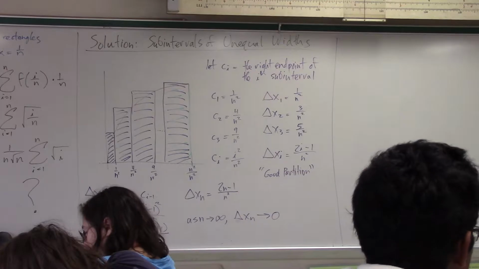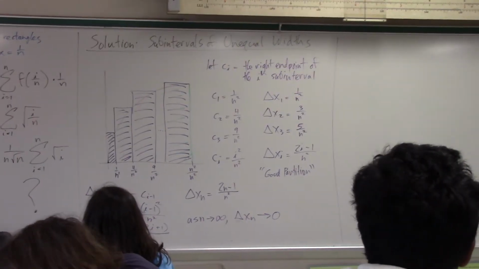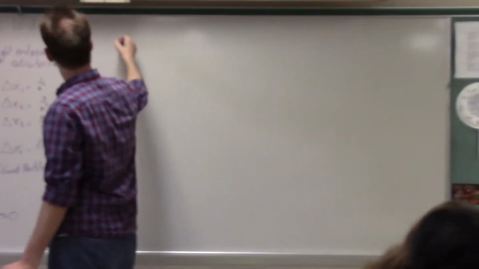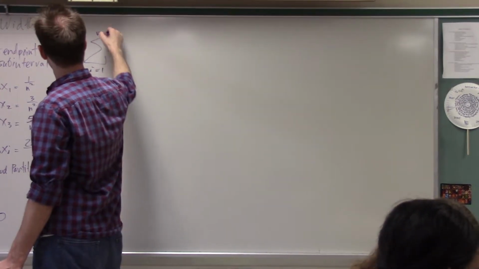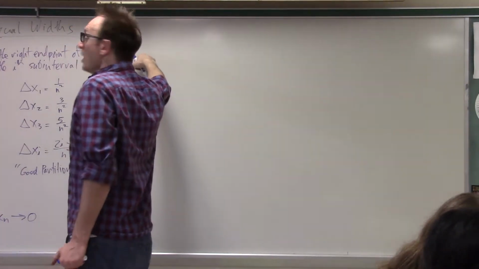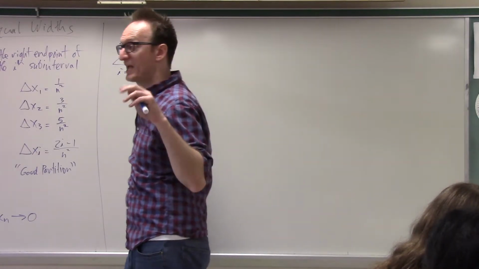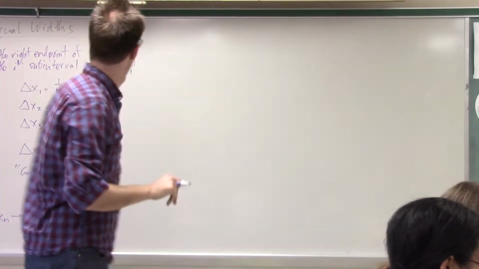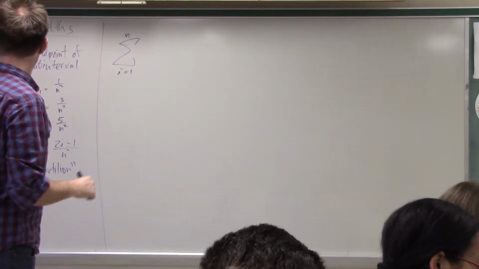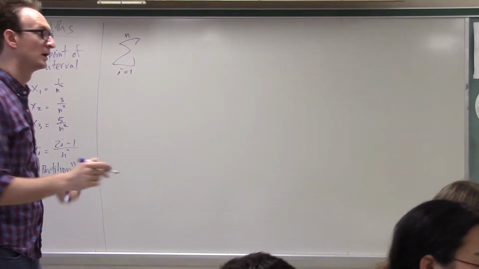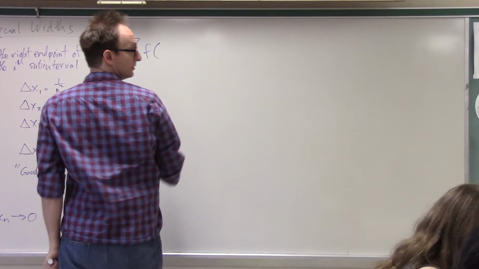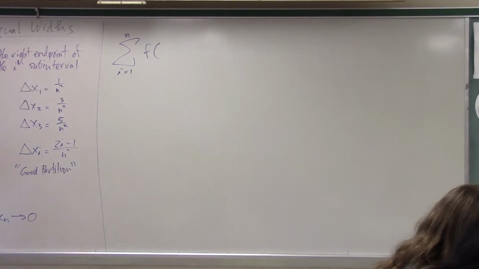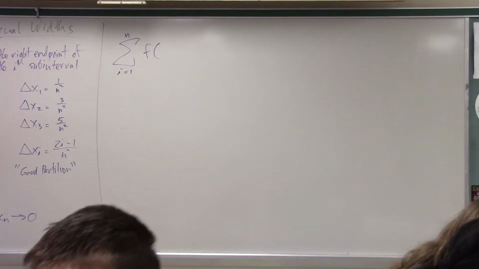So how does this work out? We're going to take the sum from i equals 1 to n, and then what is the area of the ith rectangle? What's the height of the ith rectangle? It is f of i squared over n squared.